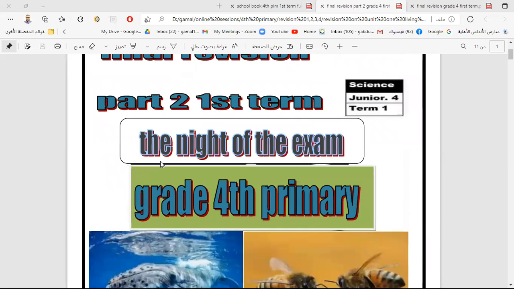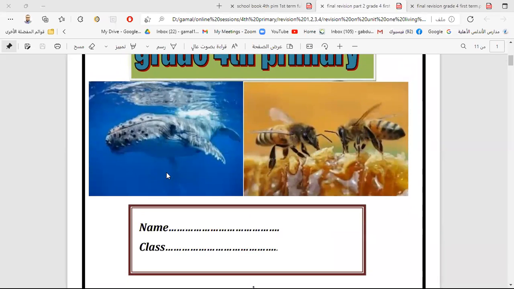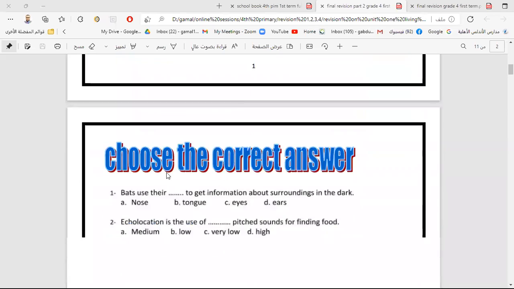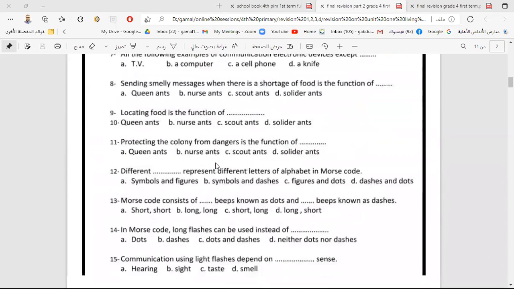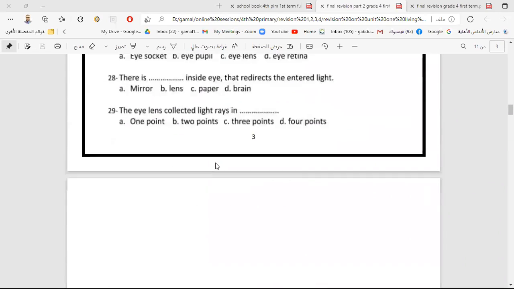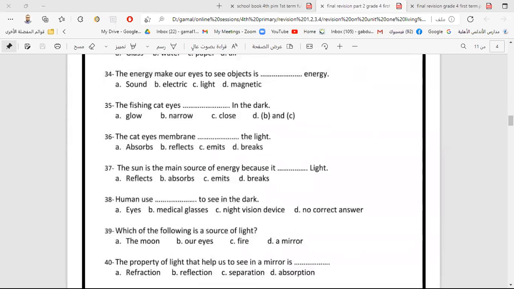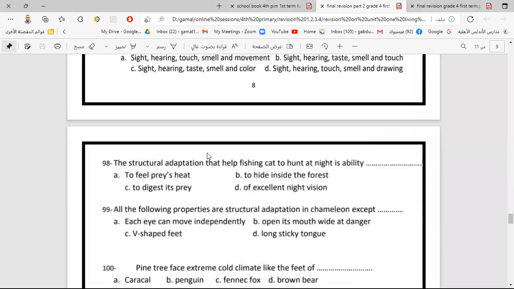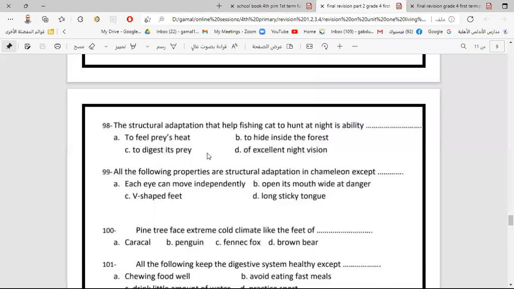Today inshallah we'll take the final revision. We'll discuss together the booklet, the final revision booklet. We continue our final revision. We reached number 98. Do you remember we reached this point? We'll continue our discussion, solving the final revision booklet.